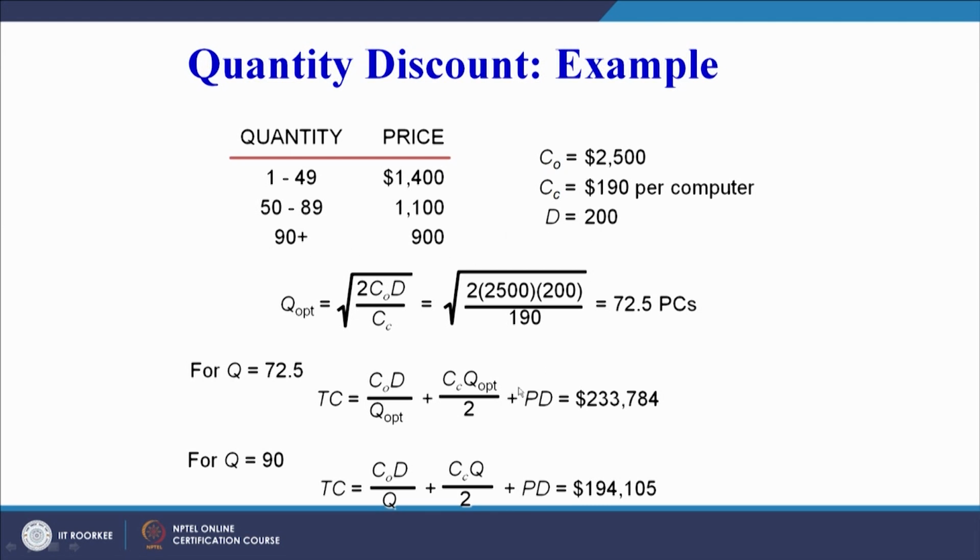So P is 900, D is 200, and of all the other things, Q will change only. Instead of 72.5, now we will be using Q as 90, and we can see our total cost has reduced substantially. So this is the importance of the quantity discounts that we can take advantage of.